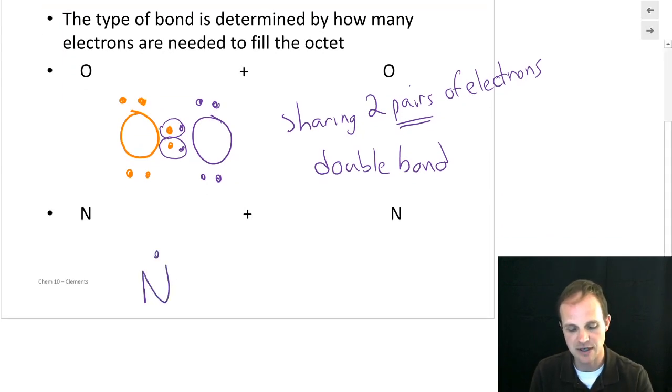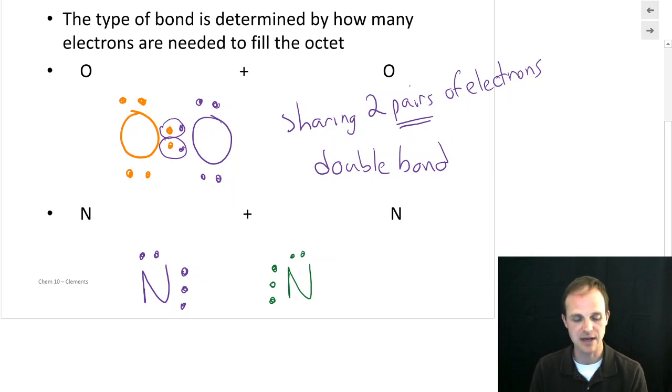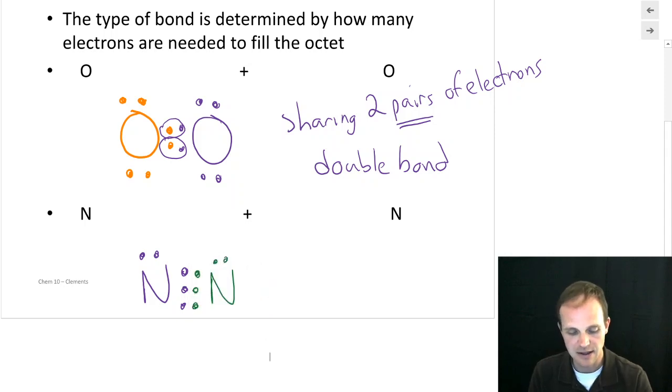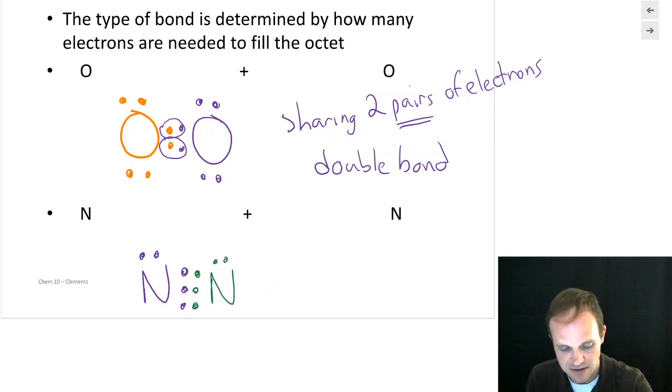What do we know? Nitrogen has 5 valence electrons. My rule was generally we don't put more than 2 electrons on one side, but I know what's coming, so I'm going to put 3 electrons on my nitrogen over there. 3 on that one. Nitrogen has 5 valence electrons. It would like to have 8. What's going to happen? They're going to hug.